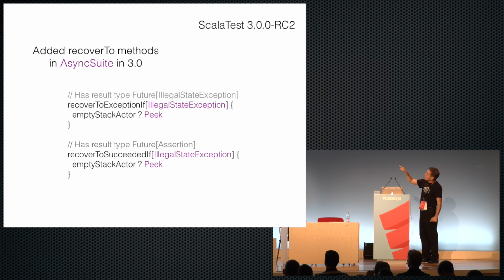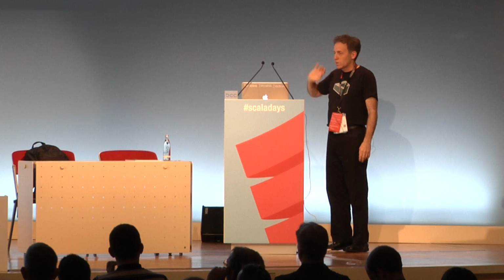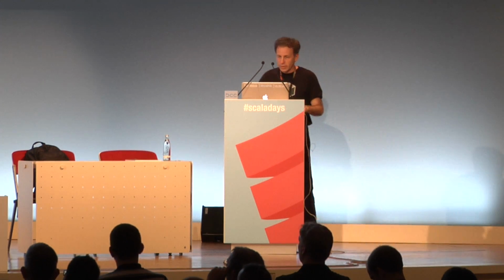And the one down here, recoverToSucceededIf, is just saying all I care about is that it throws that. I don't want to look at it anymore. So that could be an assertion that ends a test, because what it changes the future of whatever to is a future assertion. OK, so that's two more things we had to invent.